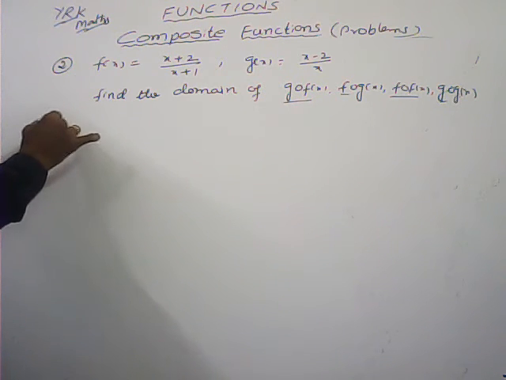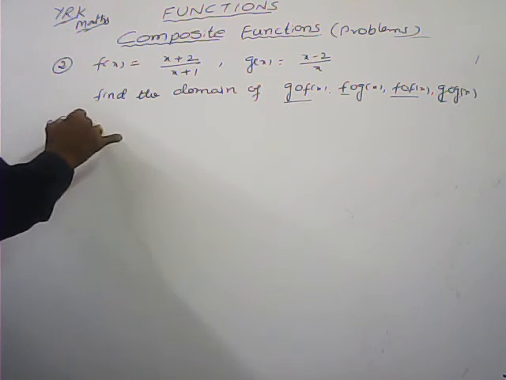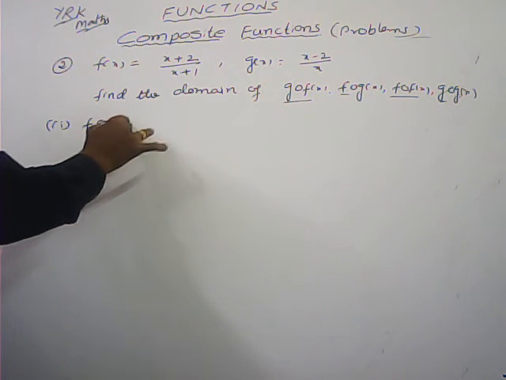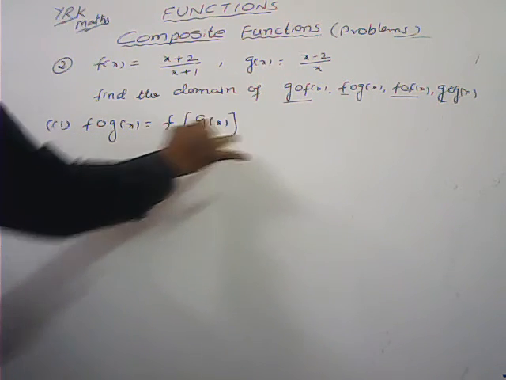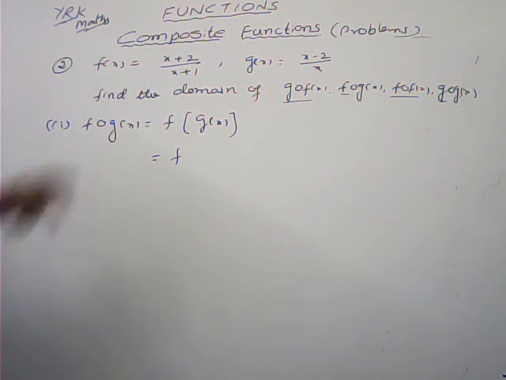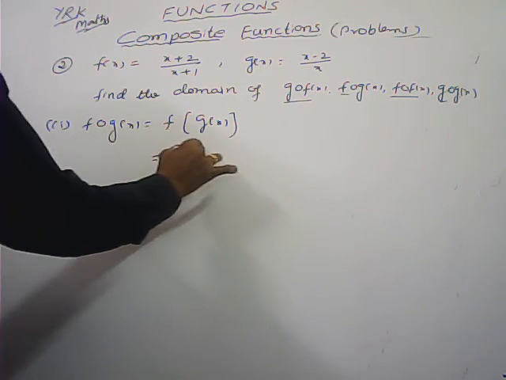Second one, f circle g of x, that is equal to f of g of x, f of, what is g of x here? X minus 2 by x.